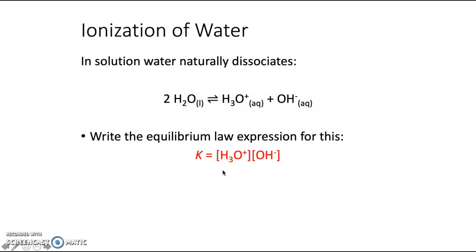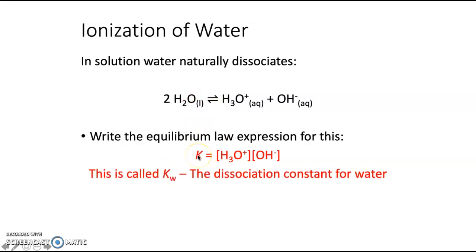Now this equilibrium constant right here, this K, actually gets a special name. It gets this little W subscript. It's the dissociation or the ionization constant for water. And it's a pretty important value in analytical chemistry.